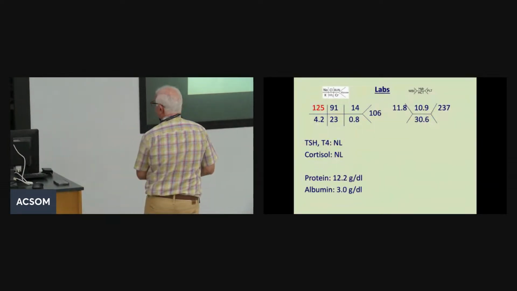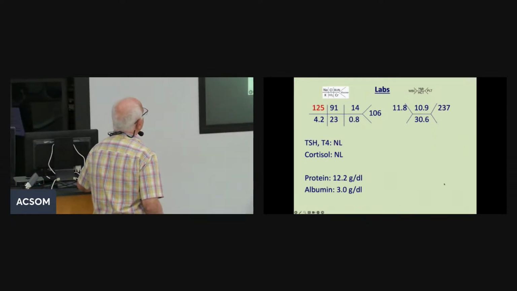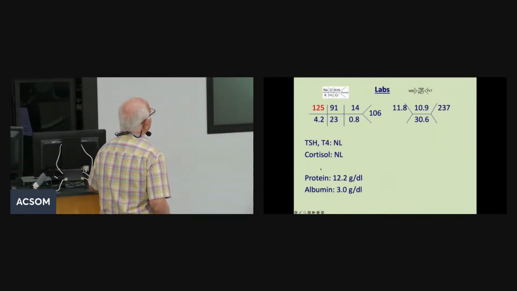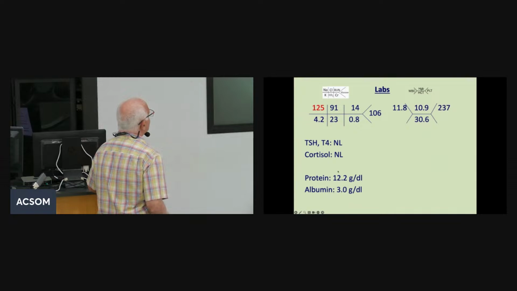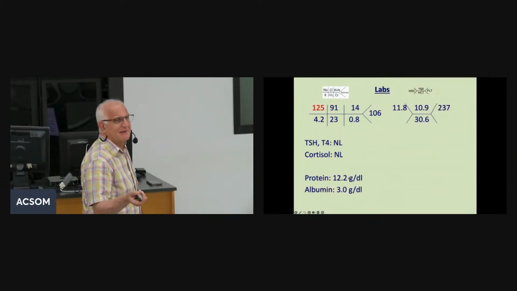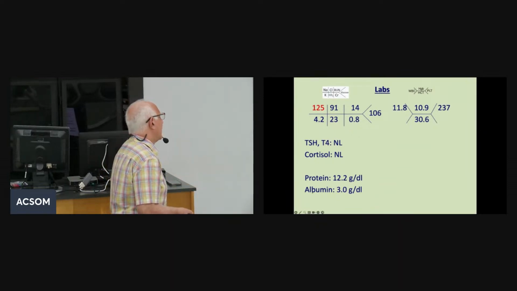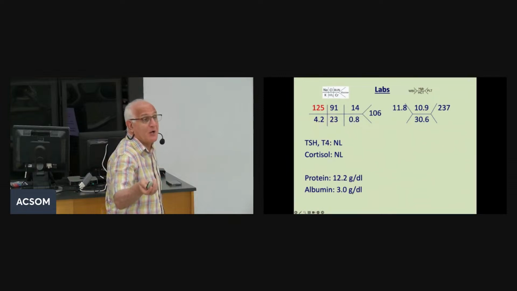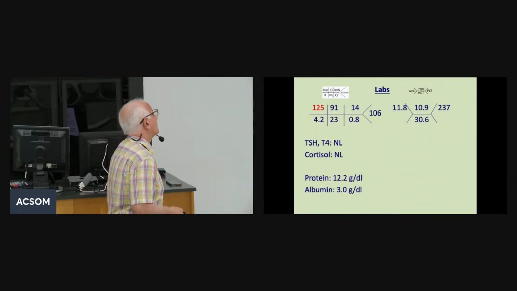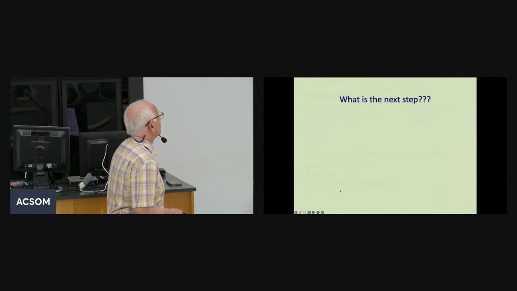We checked a few labs. The thyroid hormones were normal. Cortisol is normal. Protein is super high, 12.2. To give you an idea, normal protein is around 8. So it is 50% more than the normal range. And albumin is normal. Because, as I told you, he comes with multiple myeloma, has that protein, immunoglobulin high. Physical exam has nothing really special to think about.